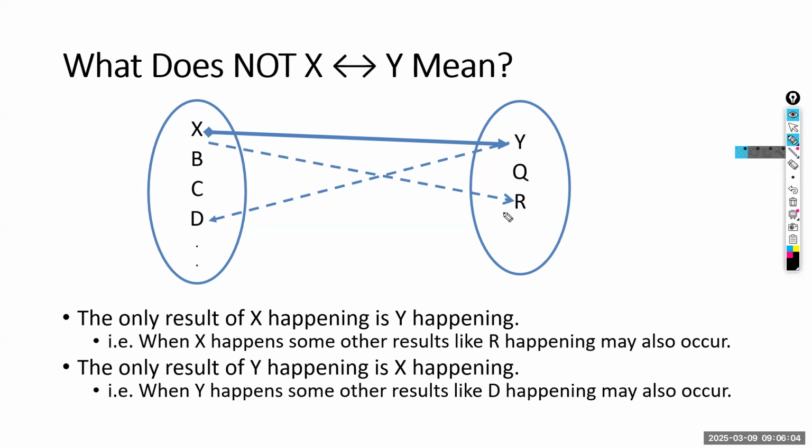The only result of y happening is x happening. No. When y happens, there can be any other things happening. So therefore, don't think like that.